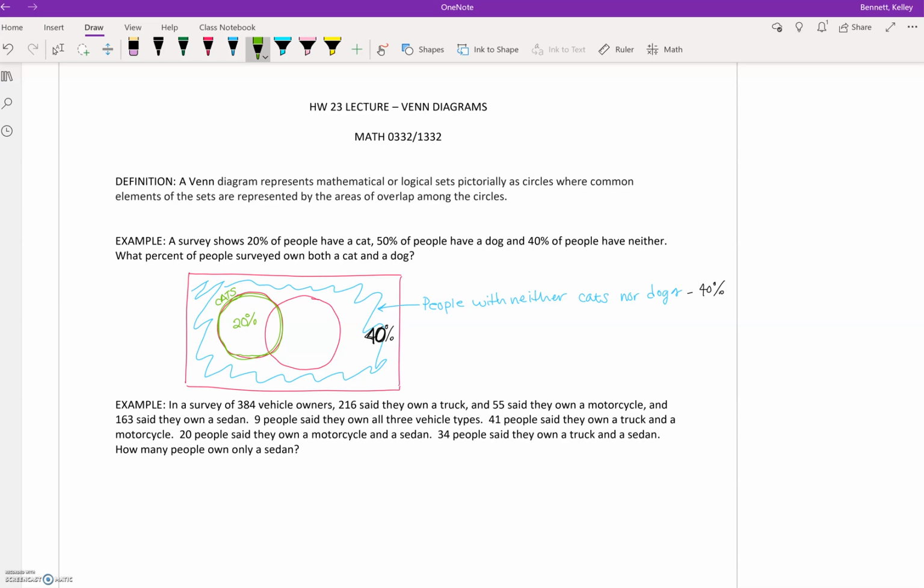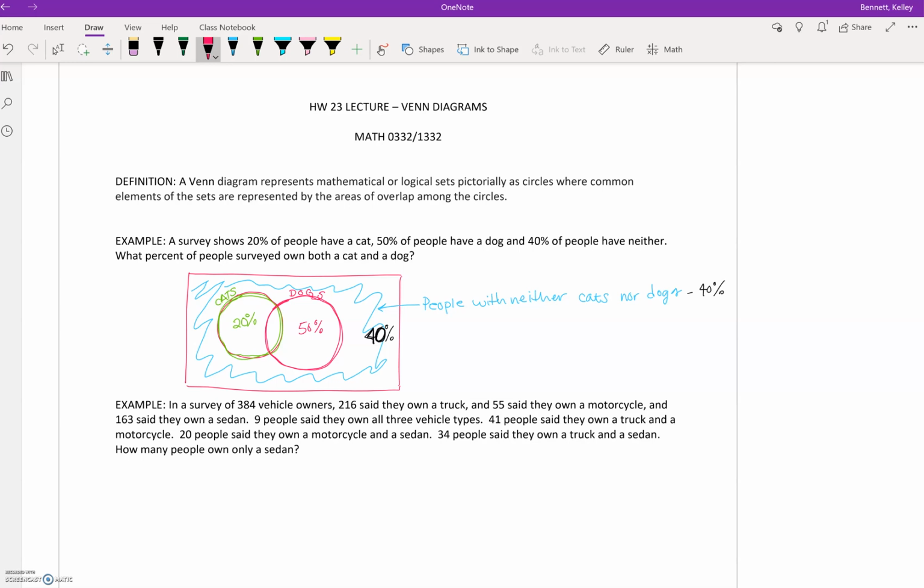So what is left for us to do is determine, okay, if 20% of people have cats and 50% of people have dogs, so here's the dog people over here. So this is dogs. And what was it? 50% of these people have dogs. Notice that if we were to add these up, 20 plus 50 plus 40, that would be over 100%, which we know can't happen. So we have to figure out what is the common overlap.